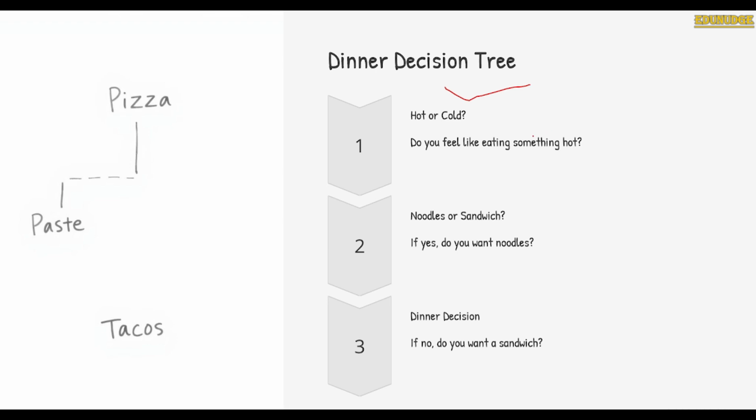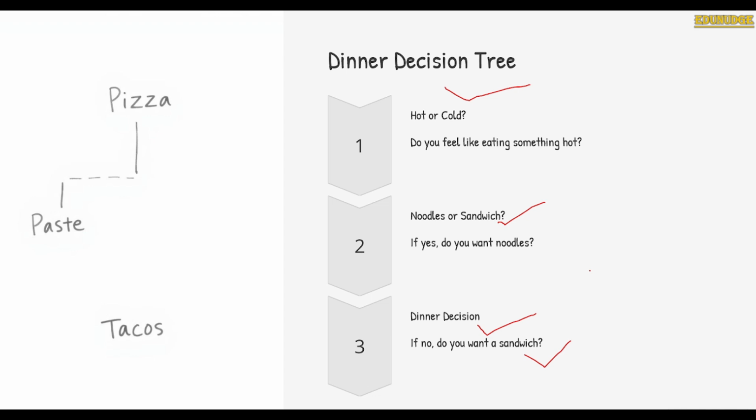Here is how it works. So we will ask the question, do you feel like eating something hot? The answer will be yes or no. If the answer is yes, do you want noodles? Again, the answer will be yes or no. If the answer is no, then we will ask, do you want a sandwich? So there is a higher chance that the answer will be yes. So this is how we can make decisions about anything.